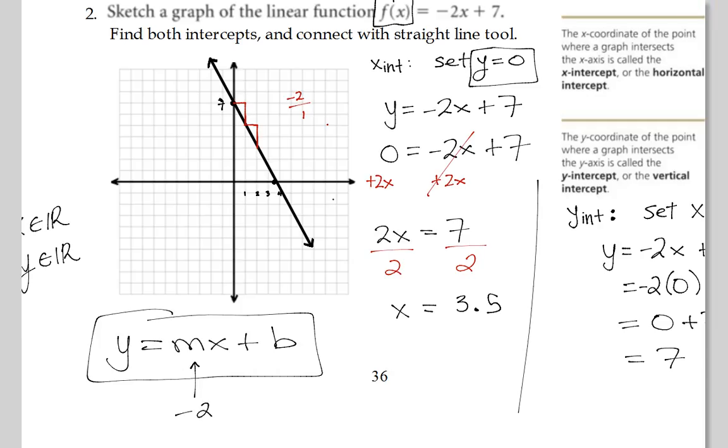So if the slope is -2, that means you lose 2 for every 1 over. And the b value, of course, what's the b value here? This is 7. And that's, of course, your y-intercept. So for this format, slope and y-intercept.